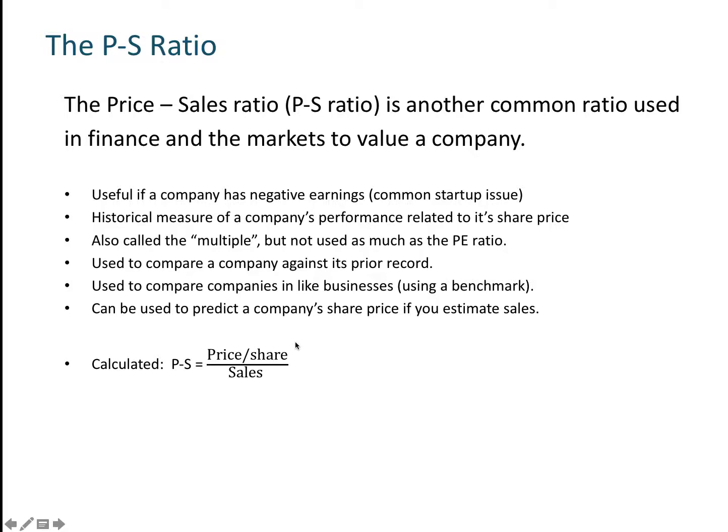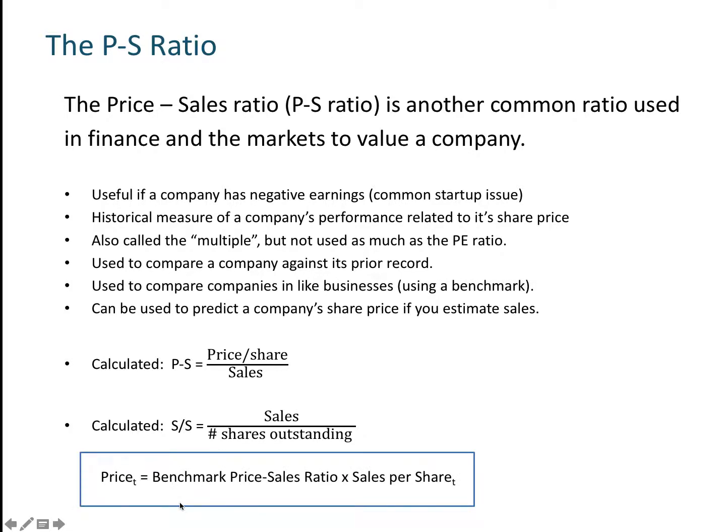Okay, so how's it calculated? The price per share over sales. So again, your price over your sales is your price to sales ratio. And how do you calculate the sales to shares? Again, that's a fairly easy formula. It's your total sales over your number of shares outstanding, and that will give you a sales per share ratio.